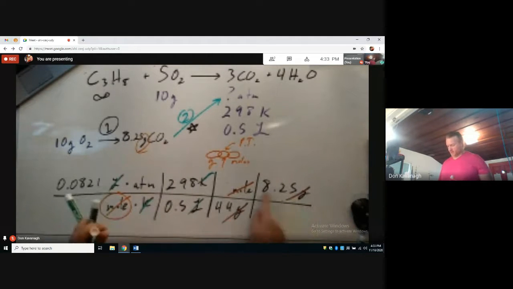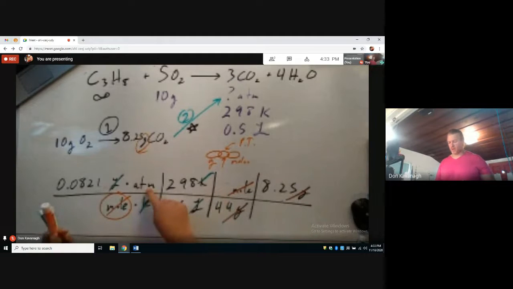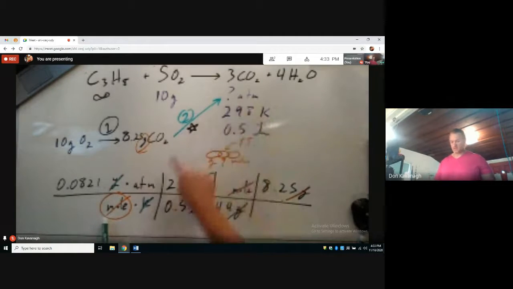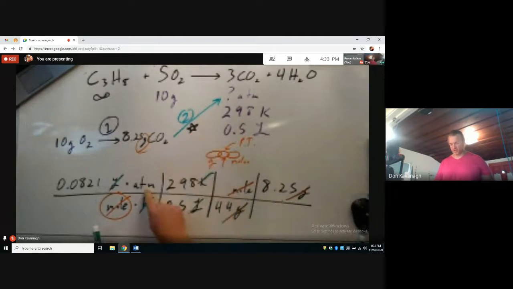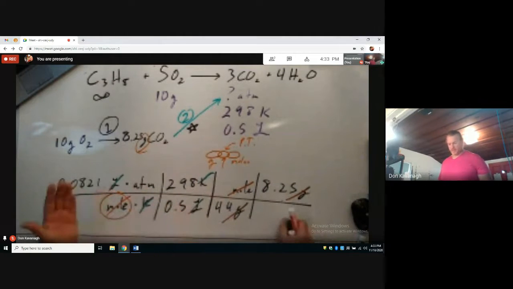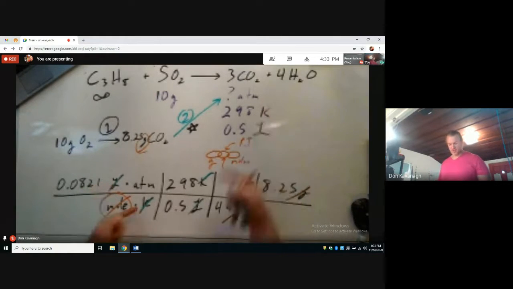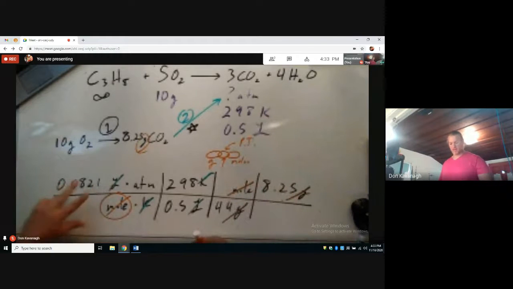And when I look back, everything is canceled except for what I want in the numerator. So this is step 2, solving for the pressure that would be exerted. This requires a calculator now. Note, I want to point this out while I have you on here. If I was asking for the liters, I would also start my scaffold out this identical way, making sure that liters is in the numerator. If the question was asking for the temperature, I would flip this and make sure that the temperature, what I'm looking for, is in the numerator.